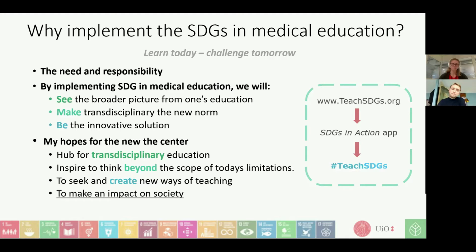So by implementing these SDGs in medical education, we will be able to see the broader picture early in one's education. We will be able to see links between different aspects of one's education and be critical of how our education backs and contributes to these goals. We will be able to be enlightened in the context of the huge knowledge that we acquire in our studies, but also form our own opinions based on past knowledge in light of today's challenges, and contribute to the necessary development.